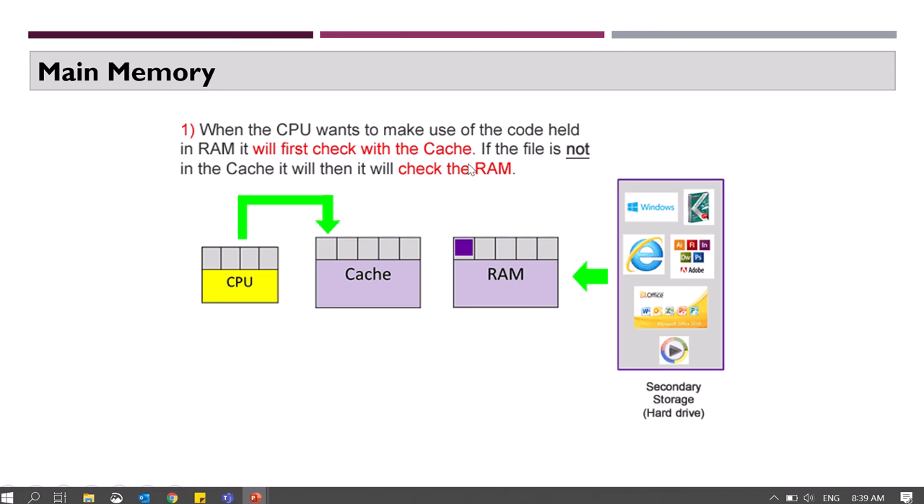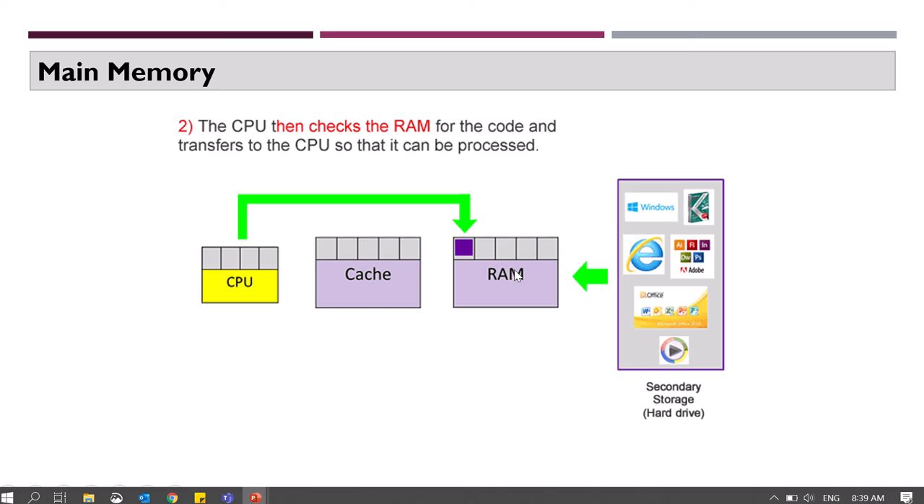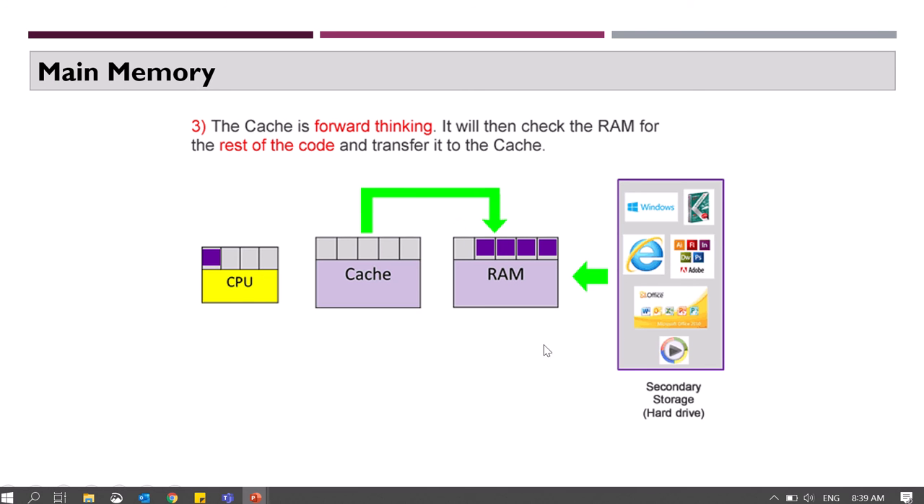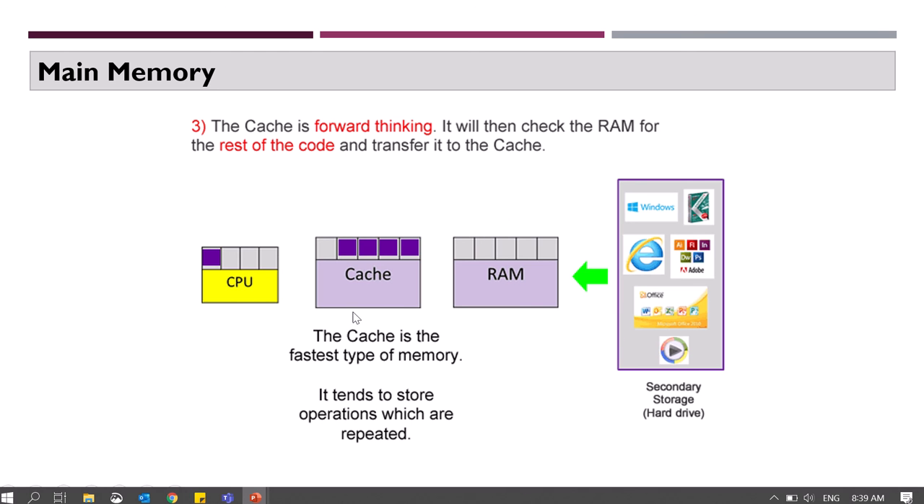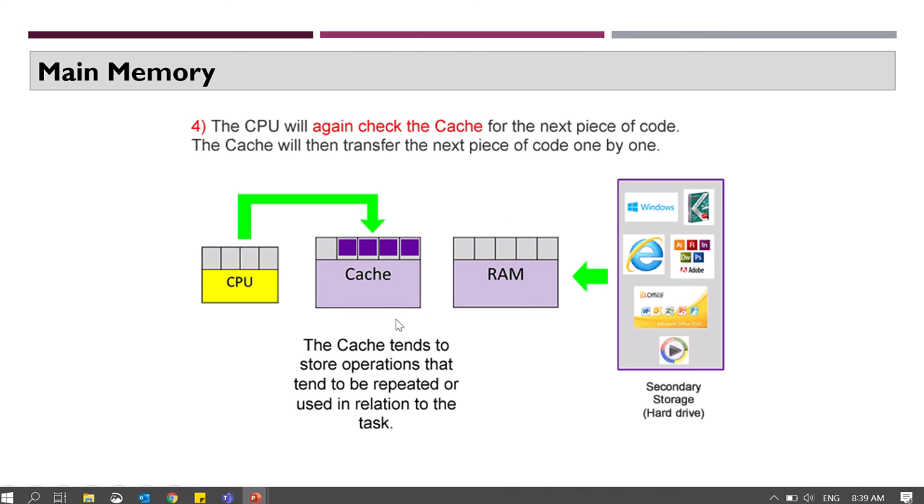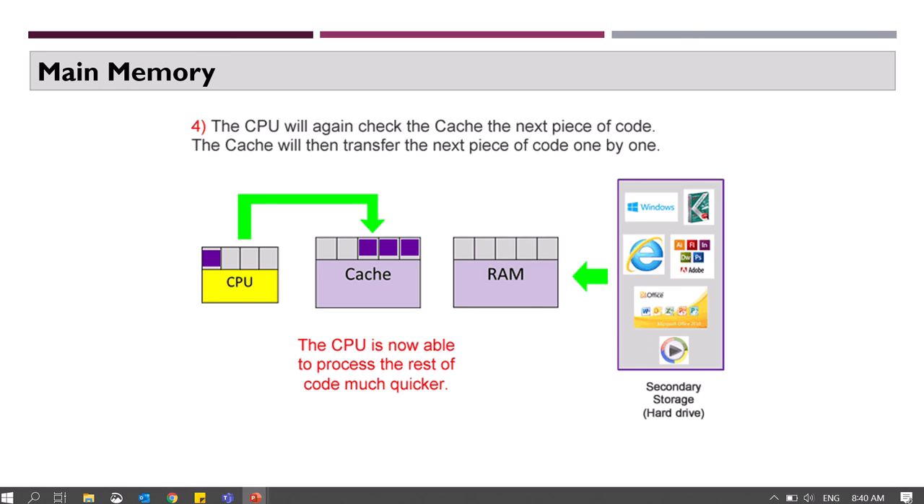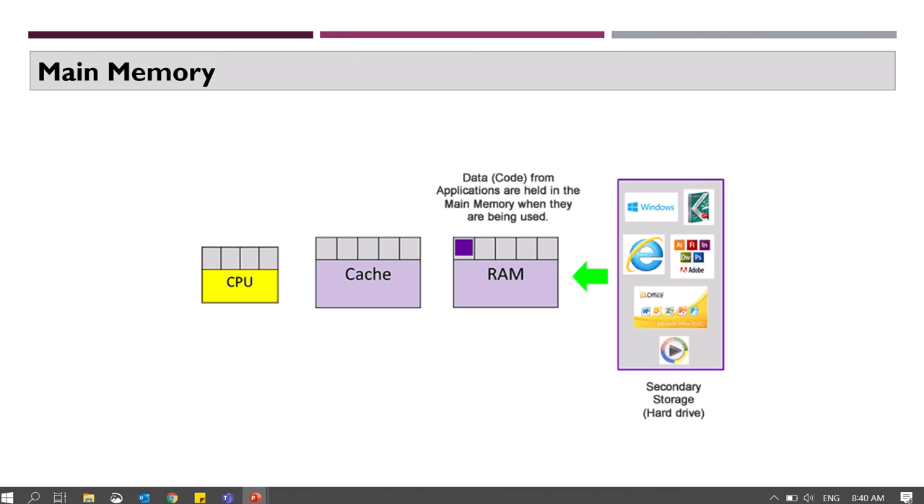When a CPU wants something, it checks in the cache first. If it's not in the cache, it checks in the RAM, and the RAM gets the data from the secondary storage, which is the hard drive, because cache is always forward thinking. Whenever anything is taken, it stores it here as well, because cache is the fastest type of memory among all the memories you have, and it stores those operations which are repeated very often, such that the next time that same data is required, the CPU can get it directly from the cache.